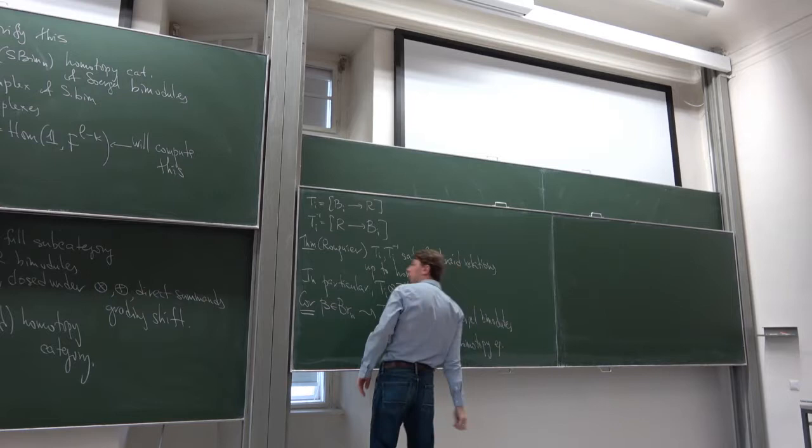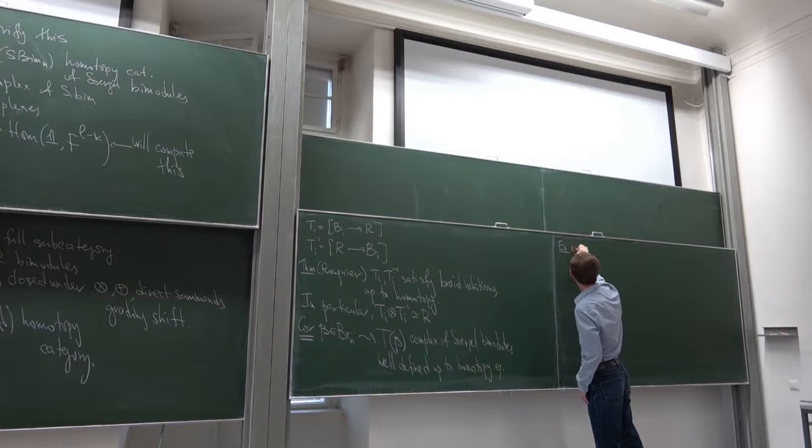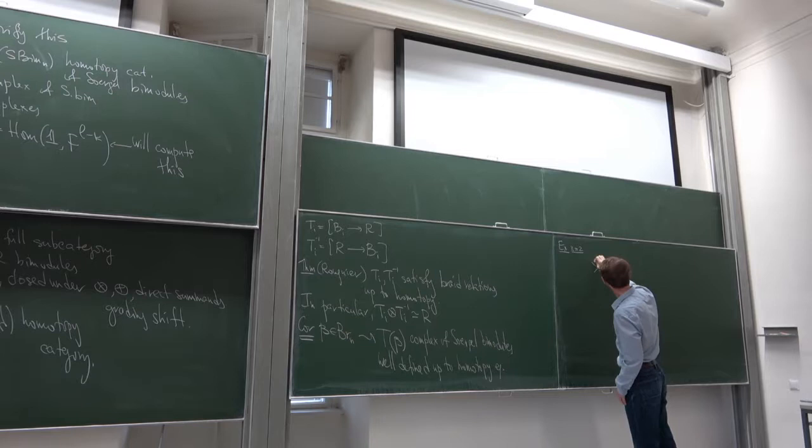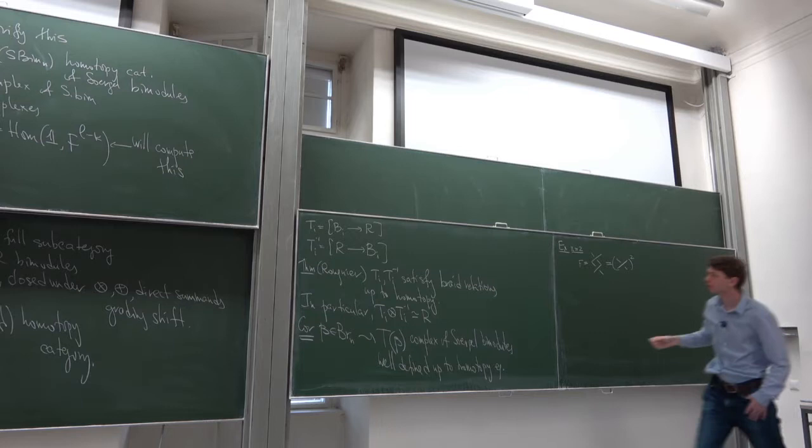It's well defined in this category KB. So for example, and this will be our example, if I have two strands, the full twist on two strands is just this braid, which is the square of this generator. So maybe I should say that this generator corresponds to this crossing, and this corresponds to this crossing.